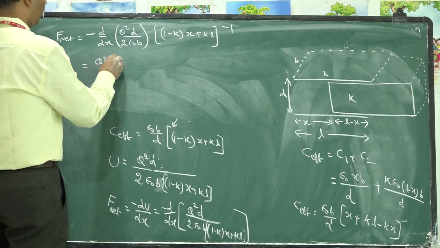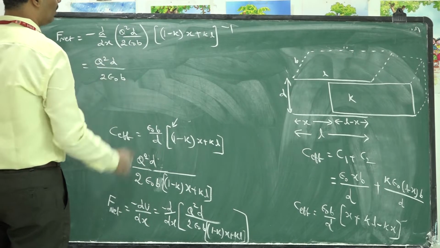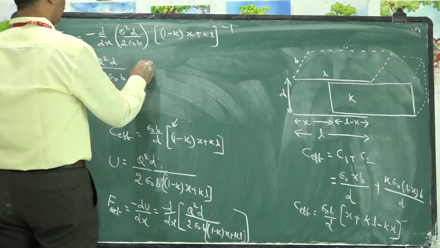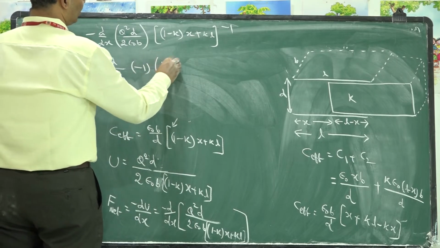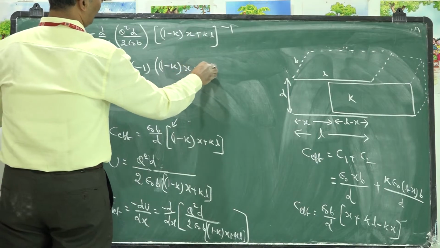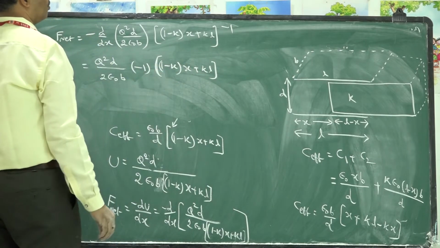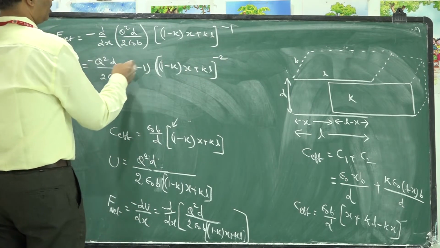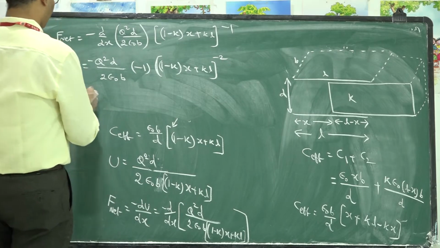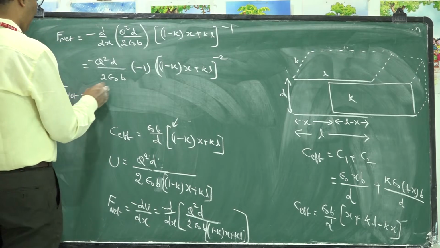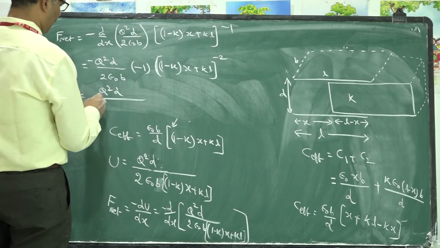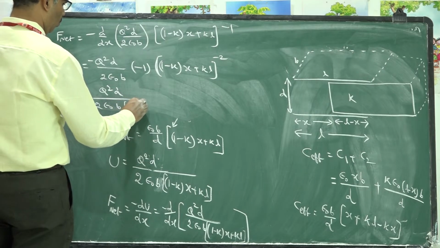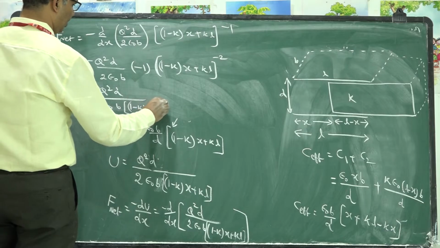Here Q square d by 2 epsilon naught b is constant. It is in the form of x power minus 1. So by the rule n into x power n minus 1, it becomes power minus 2. Already a minus is there, so this minus and minus get cancelled. Finally you are left with the net force given by Q square d by 2 epsilon naught b into 1 minus k into x plus KL.